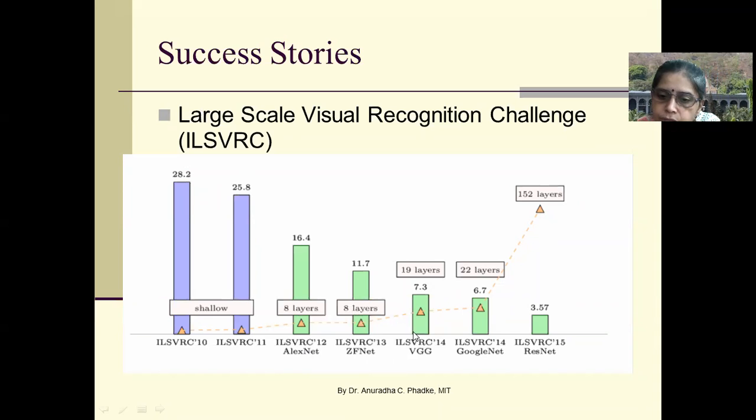Then in 2014, this challenge used almost 19 layers, and the network was known as the VGG network. Then in 2014, GoogLeNet was used, where there were 22 layers. And after that, every year the number of layers was increased. And in today's era, you can have more than 152 layers. One example is ResNet, which uses a very large number of deep neural layers. Okay.